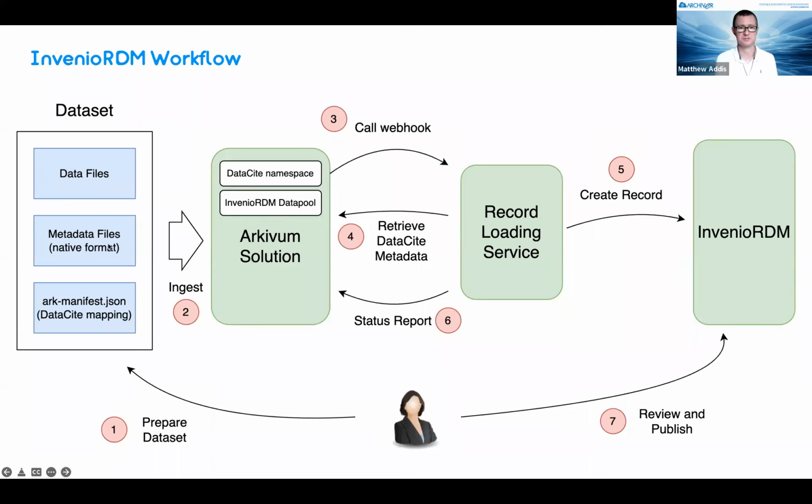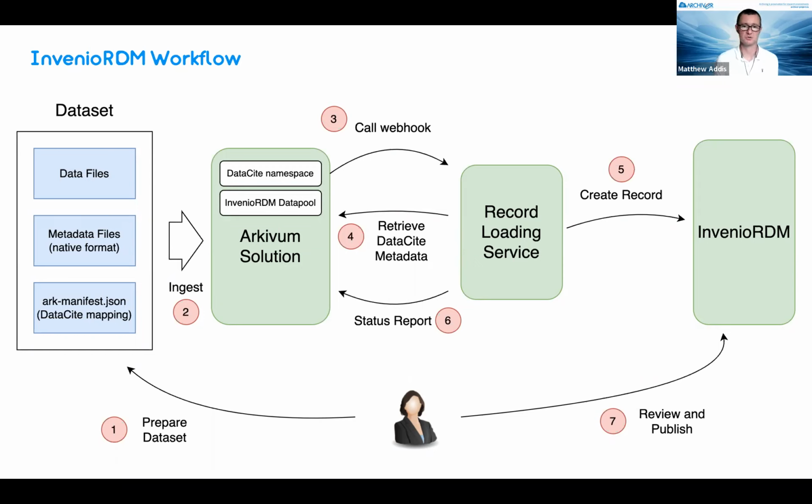It's got some data files, maybe some original metadata files in a native format. We've got one of our ARC manifest JSON files that maps some of those metadata fields to DataCite, the DataCite schema. And that's important because DataCite is used by Invenio RDM. Ingest the data set into our ARKIVUM solution, and it goes through all the workflows, etc., that I've shown already. But then the key thing here is because it goes into a particular data pool that's been configured to call a webhook, that can then call a service that knows how to take data from the ARKIVUM solution and create records in Invenio RDM.